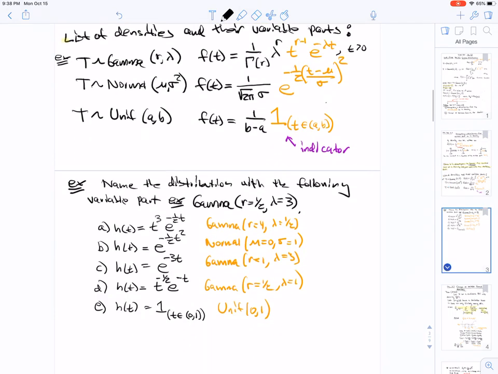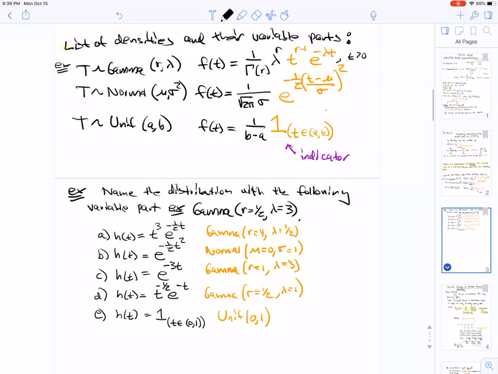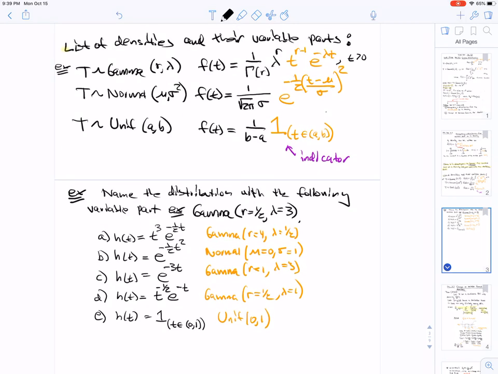So now I had you practice recognizing what distribution a variable part of a density belongs to. The first one is gamma, r is 4, lambda is 1/2, because the exponent for t is r minus 1.